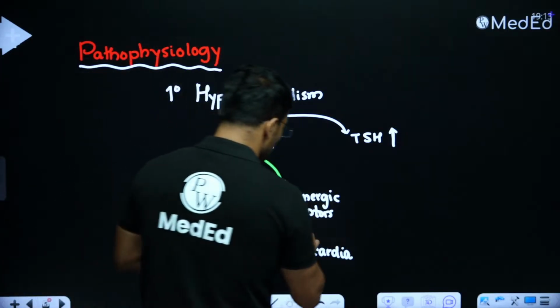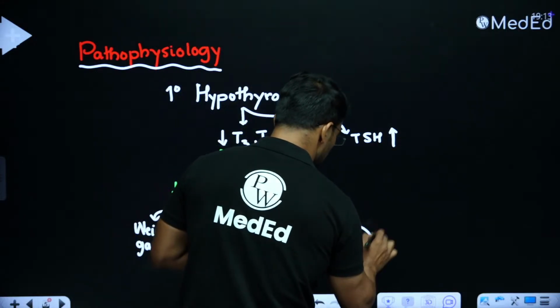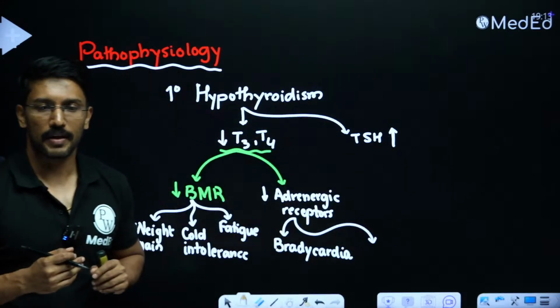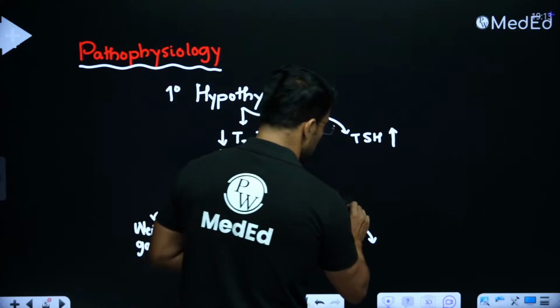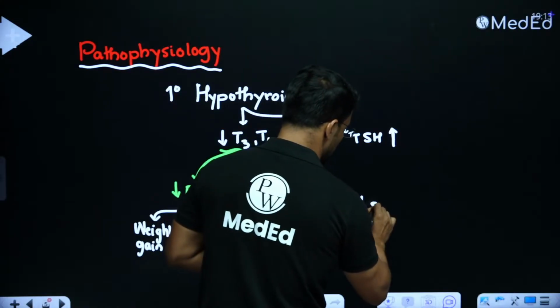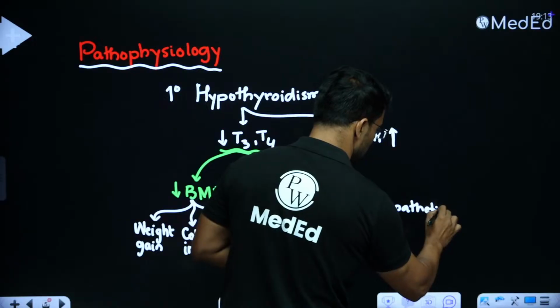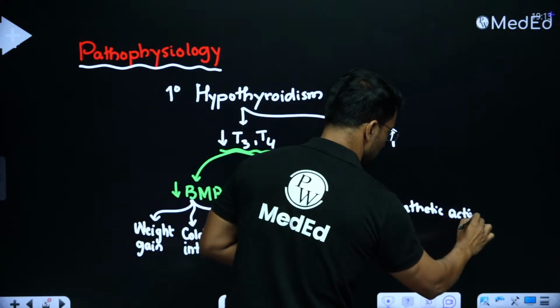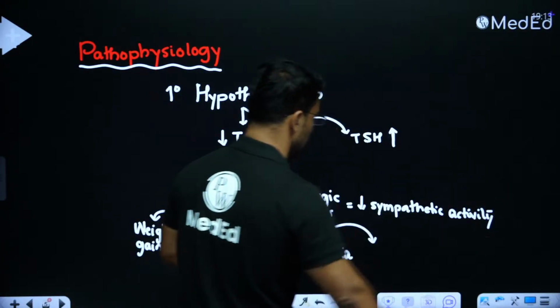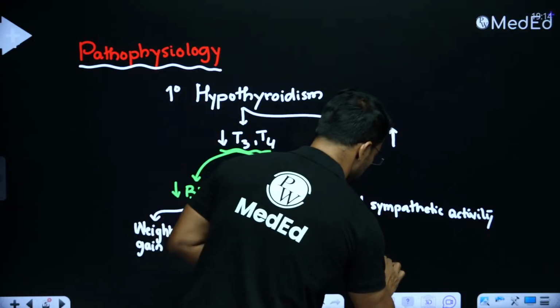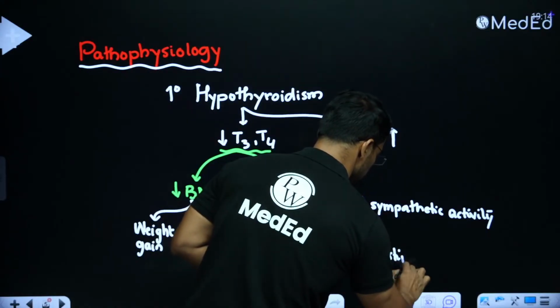Okay. What other symptoms can we develop because of decreased sympathetic activity? Decreased adrenergic receptors is equal to decreased sympathetic activity. So this can also contribute to the development of constipation.